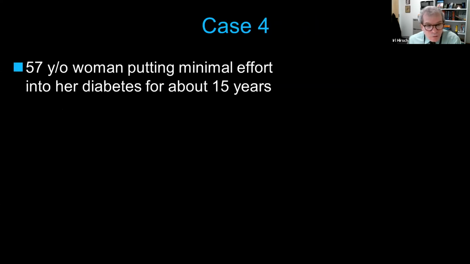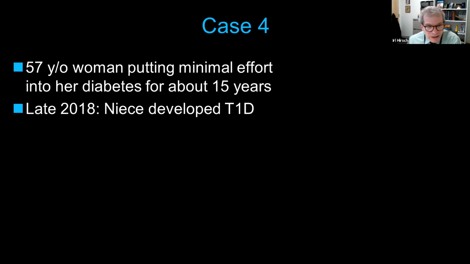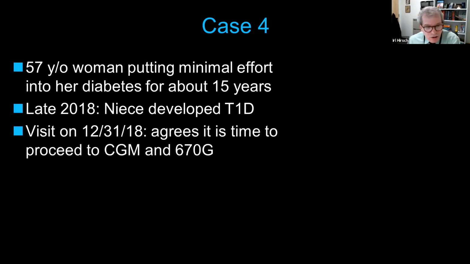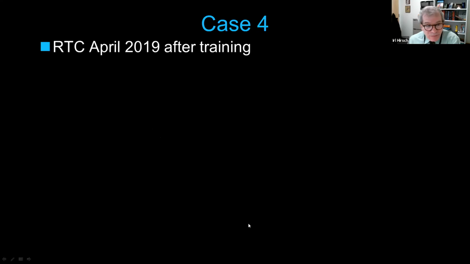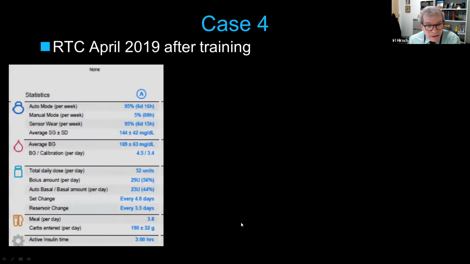This is a 57-year-old woman. She had been putting minimal effort into her diabetes for many years, but then at the end of last year, her niece developed type 1 diabetes, and it made her reflect more about her own management. So I actually saw her the last day of last year, and she needed a pump upgrade, and she decided she wanted to move forward with the 670G. And as you can see, she's not doing well. Her average is 217, and she's not checking very much, and her A1C was 8.7%. So she had all of the training. I see her in the spring, and this is what we see.